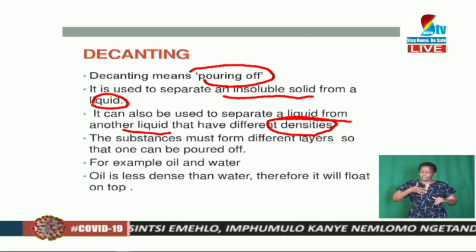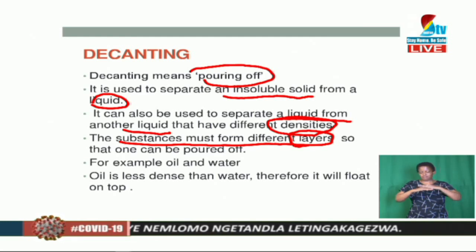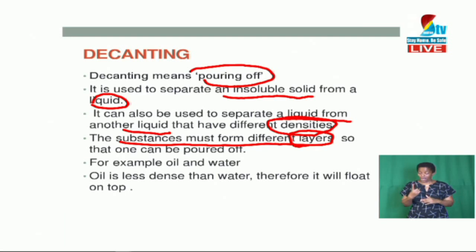So the substances here must form different layers so that one can be poured off. An example of a liquid and another liquid could be oil and water. So here, oil is less dense than water, therefore it will float on top. So we have said that they must have different densities. Oil is less dense than water, therefore oil and water form different layers. The oil will float on top, whilst the water will be at the bottom, because water is more dense than oil.